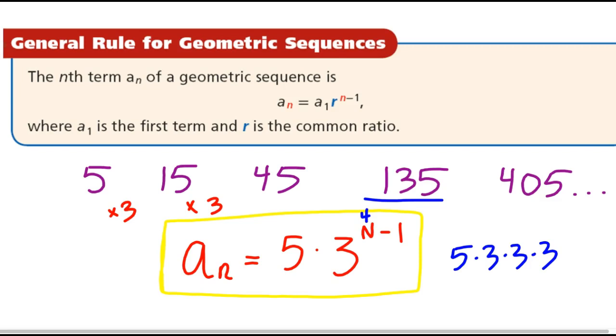So the formula, just for the record, one student just said, "Oh, that's so cool," which it is. But yeah, that works for any term in the geometric sequence.